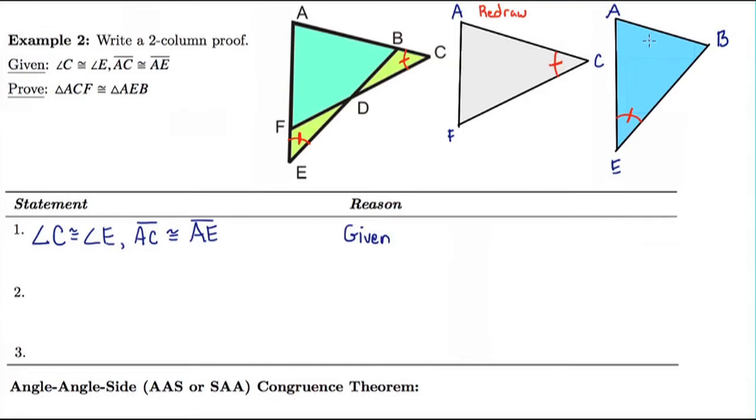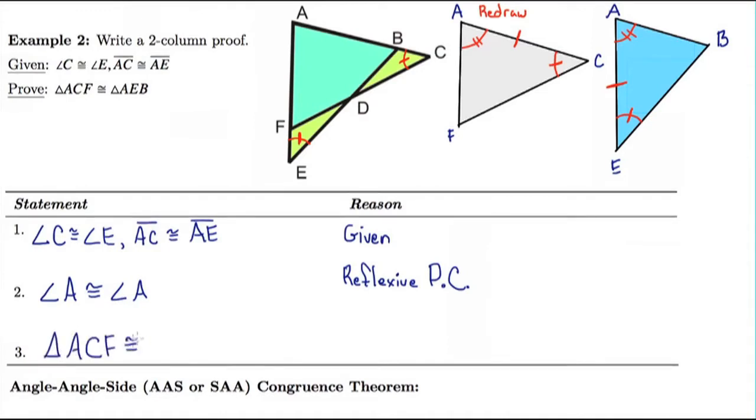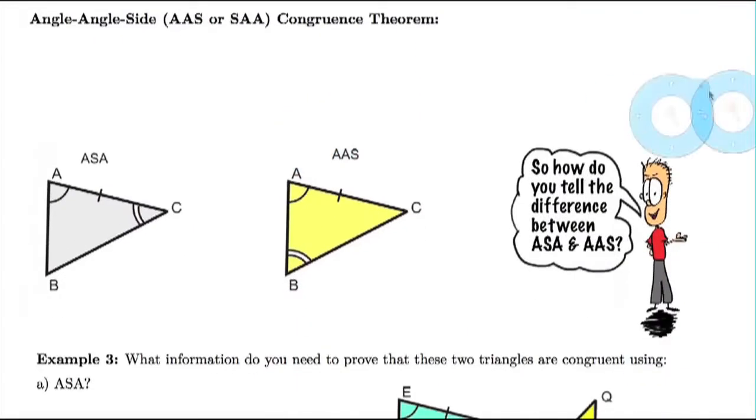So I'm going to rewrite what I know. I know angle C is congruent to angle E, and side AC is congruent to side AE. And look, these two triangles both share angle A. So I can use the reflexive property of congruence to write that statement. And now look, I've got angle, side, angle. So I can say triangle ACF is congruent to triangle AEB because of the angle, side, angle congruence postulate. And that's it. The tough part here is redrawing the triangles so you can see them.